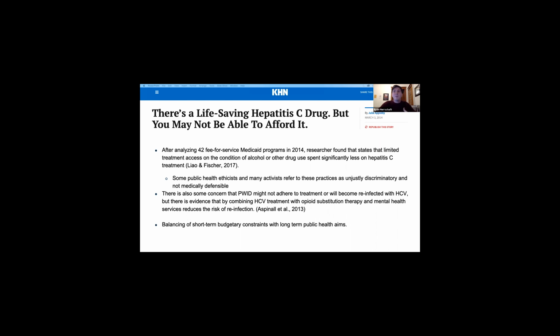And there's been some research. There was a concern that people who are currently using drugs or people who are currently struggling with alcohol use might not be able to adhere to treatment or might become reinfected with hepatitis C even after being treated. But there have been some studies that show that that's not as much of a concern as long as you couple the hepatitis C treatment with other treatments addressing the root causes. Well, why did this person walk in here with hepatitis C? If you address some of those other concerns, they say that more holistic approach can decrease that concern significantly.